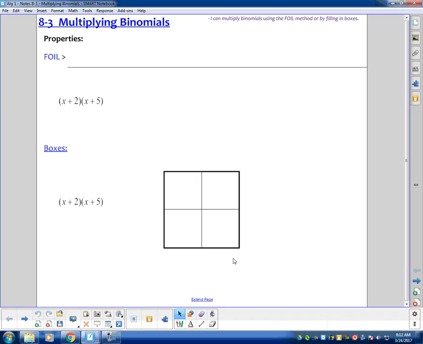This is section 8.3, multiplying binomials. So last time we talked about multiplying a monomial times a polynomial. Now we're going to talk about multiplying two binomials. So a binomial has two terms.